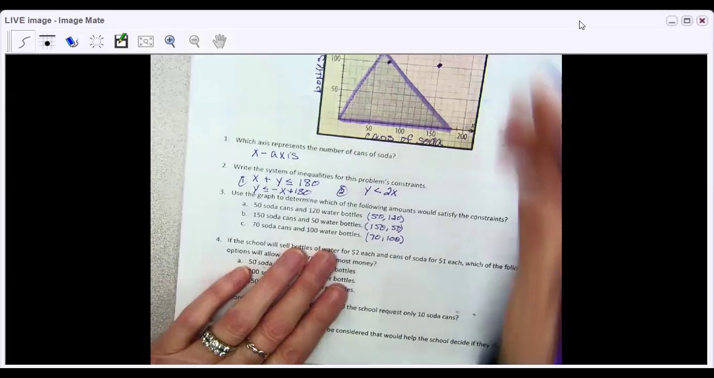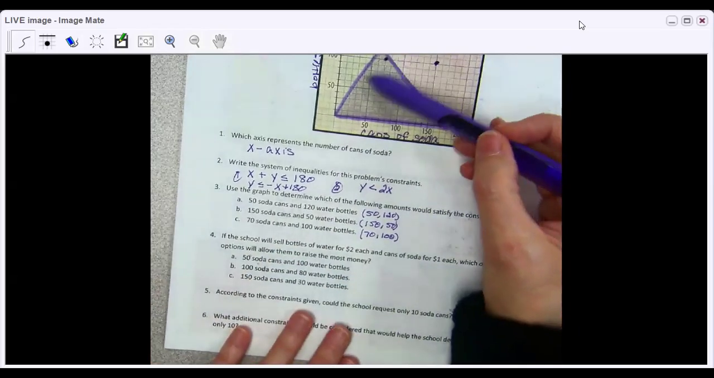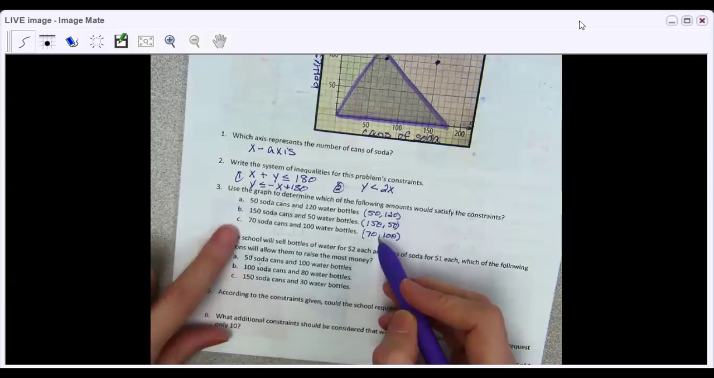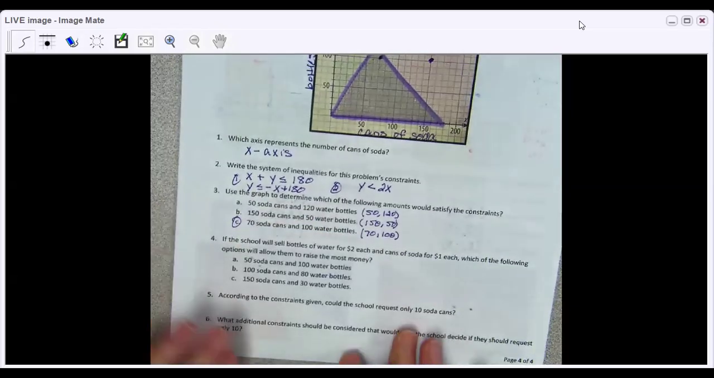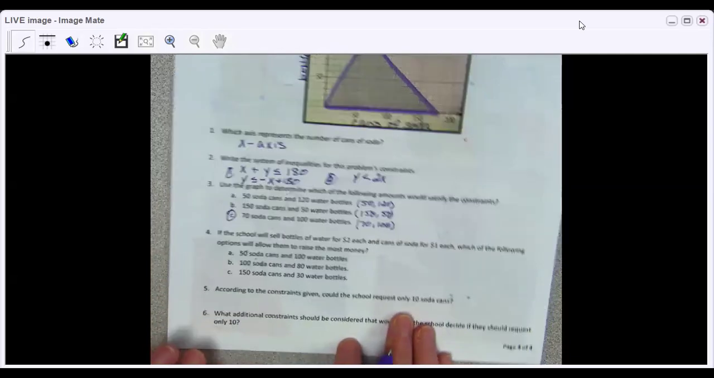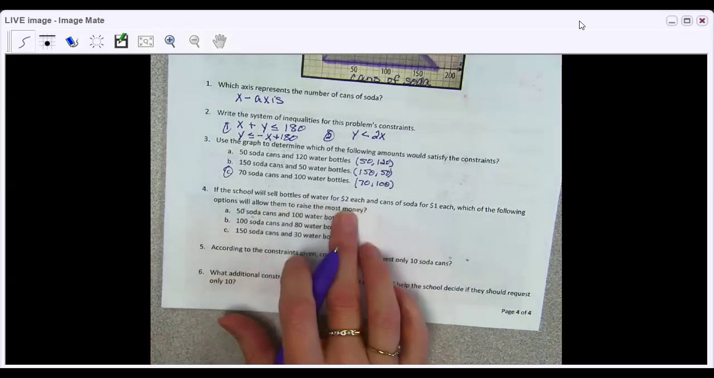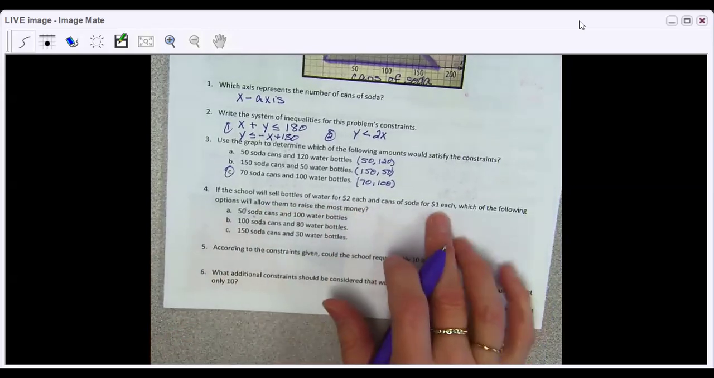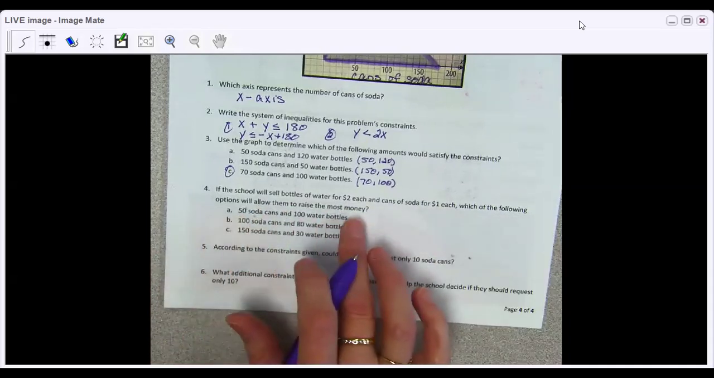So I plotted the points on my graph, and the only one within the shaded area is C. So you should have gotten C. Okay, if the school will sell bottles of water for $2 each and cans of soda for $1 each, which of the following options will allow them to raise the most money?